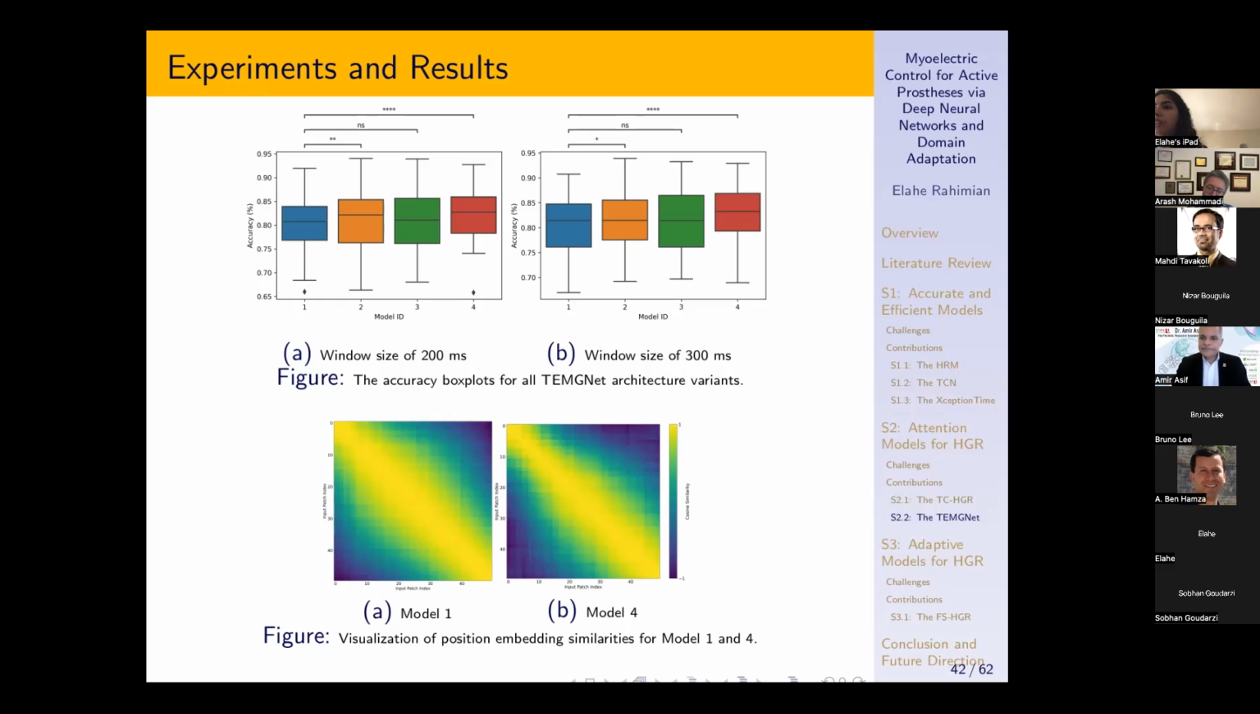And finally, we visualize the positional embedding similarities for both model 1 and model 4. So here we have 50 patches, so the indexes start from 0 to 50. And we can see that the main diagonal is yellow. So it means that the neighbors are similar and the network is able to extract those positional information.